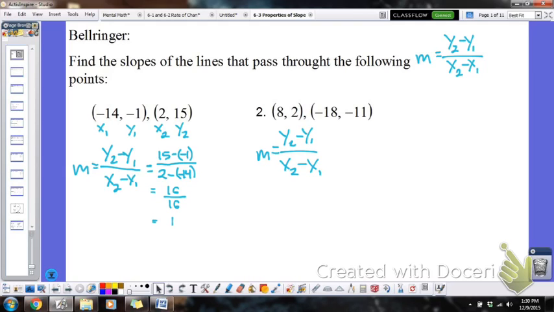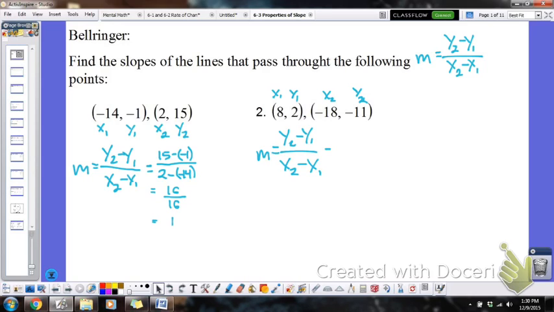I'm going to make my first point x1, y1, and that makes my second point x2, y2. And we discussed yesterday how it doesn't matter which point is which, but it does matter that you stay consistent. So you have to stay consistent. So you may have done this one different, but I'm using the second point as x2, y2.